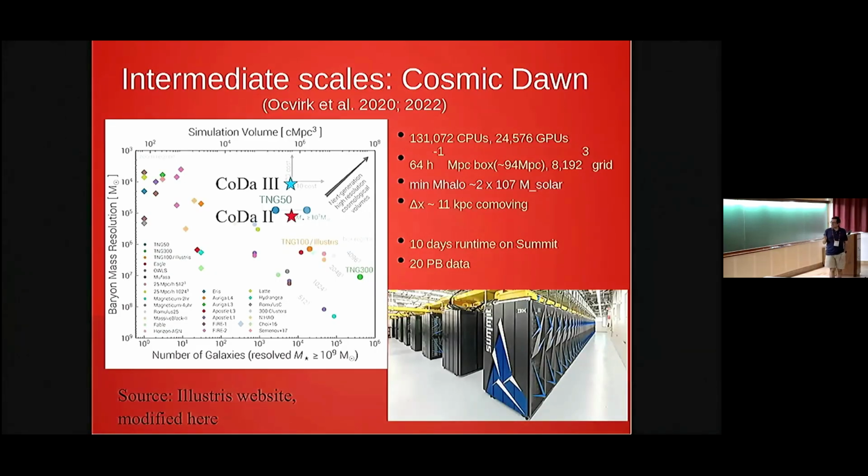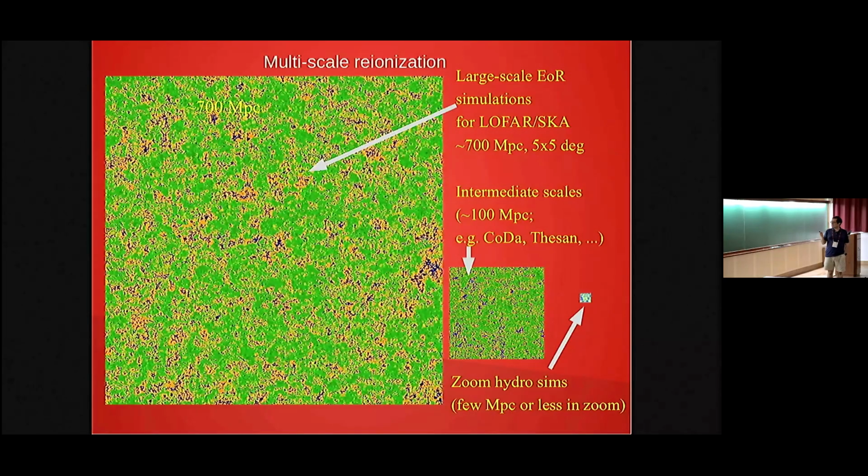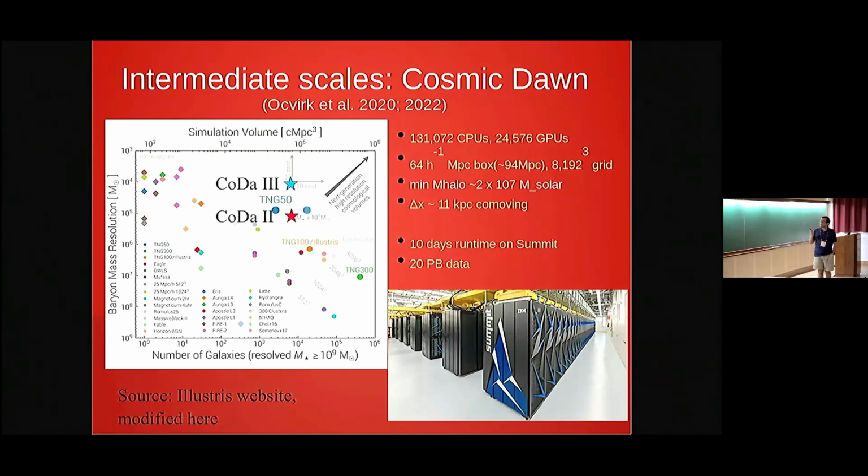I'll mostly be talking about smaller scales, and only a little bit about the larger scales in this talk, but that's what our recent work has been. One of our flagship projects recently has been the Cosmic Dawn project, which we have been running for quite a few years. There have been several iterations, Cosmic Dawn 1, then 2, then 3. The most recent one is Cosmic Dawn 3, which was run on Summit in the US.